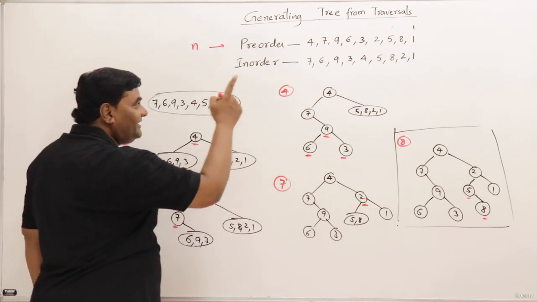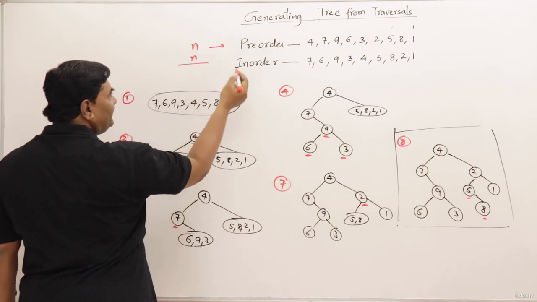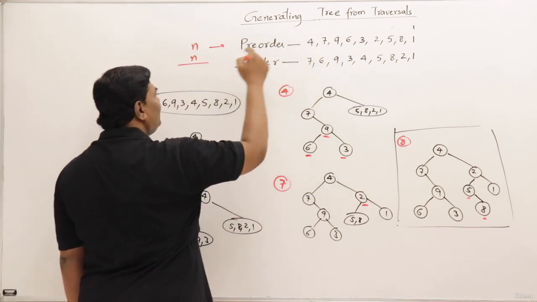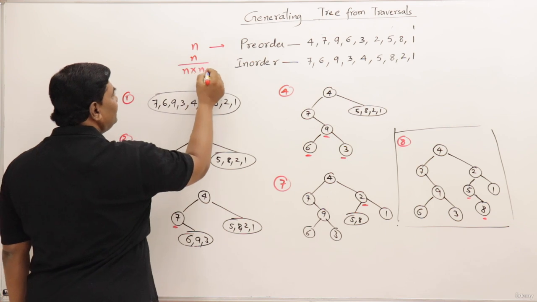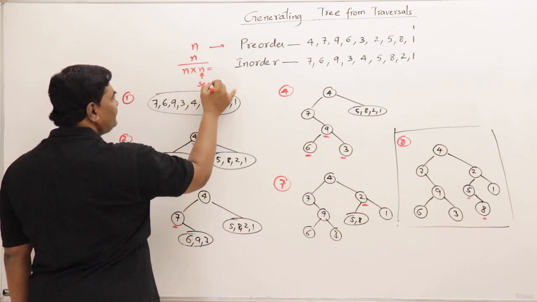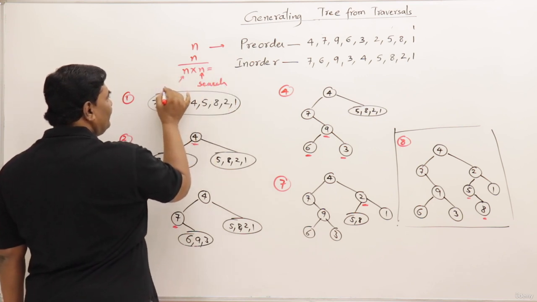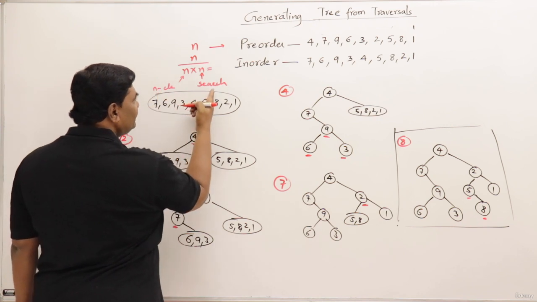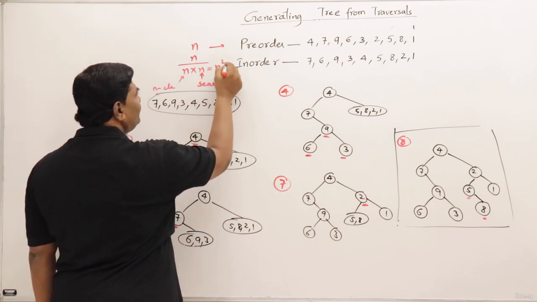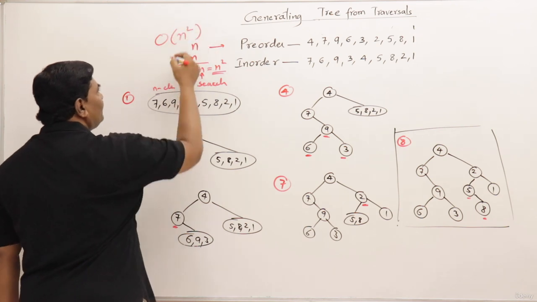So for every element we were searching. Searching takes how much time? n time. So how many times have we searched? For every element we have searched. So n into n, right? Search takes n time, and for n elements we have done it. So n elements, each searched in n time. So this is n square. So the time taken by this procedure is n square.